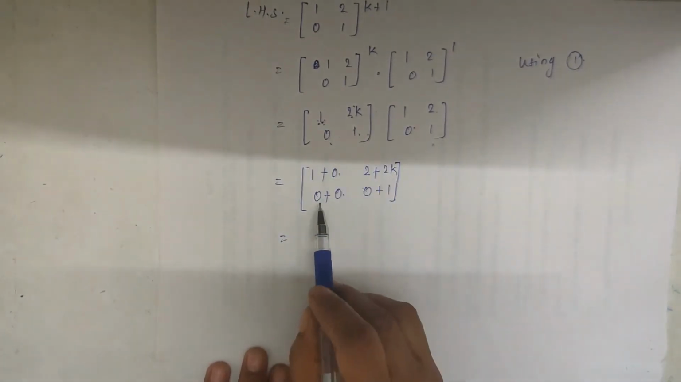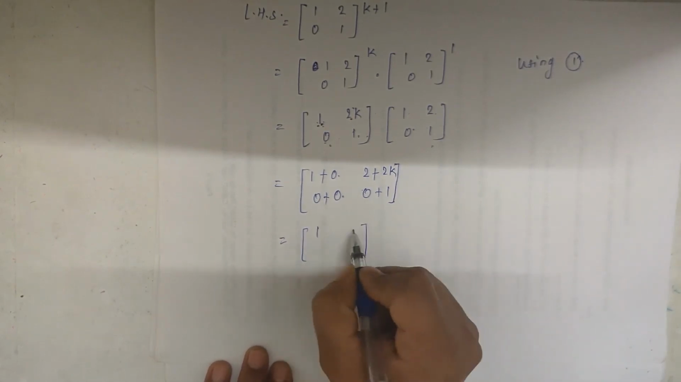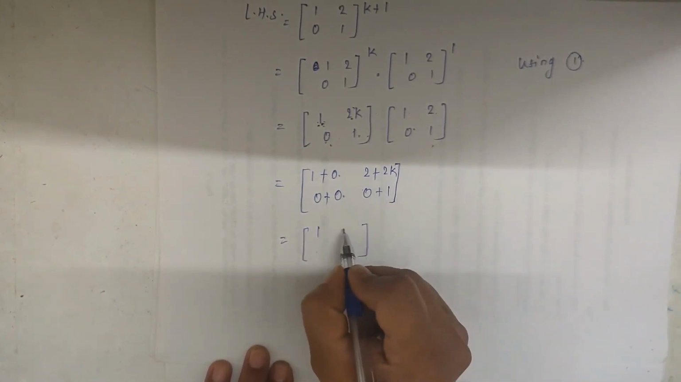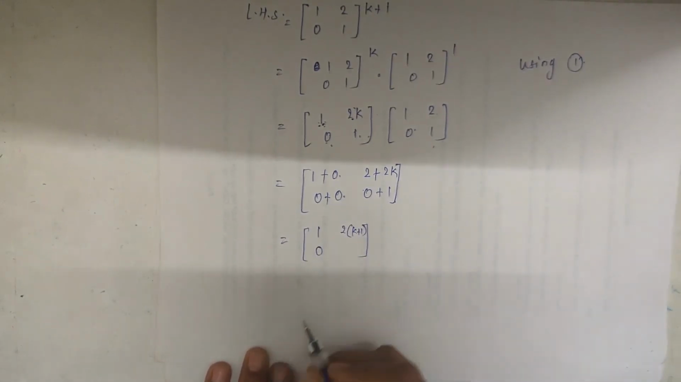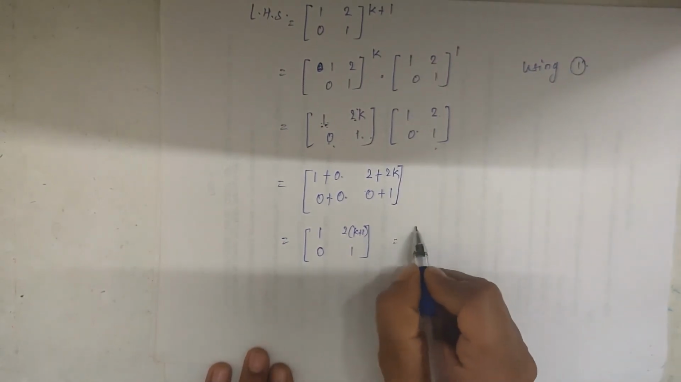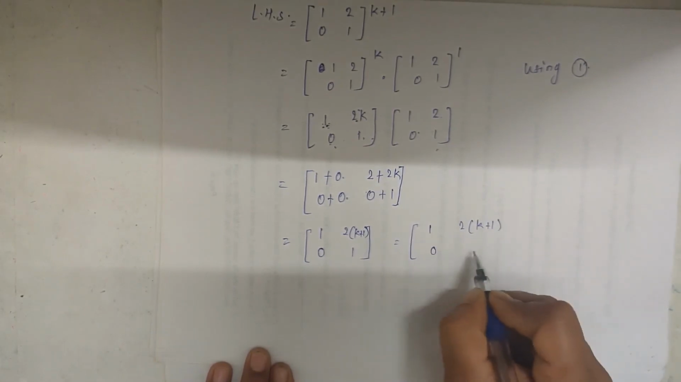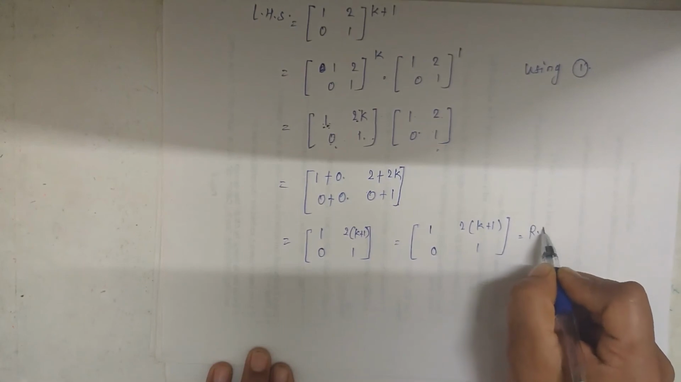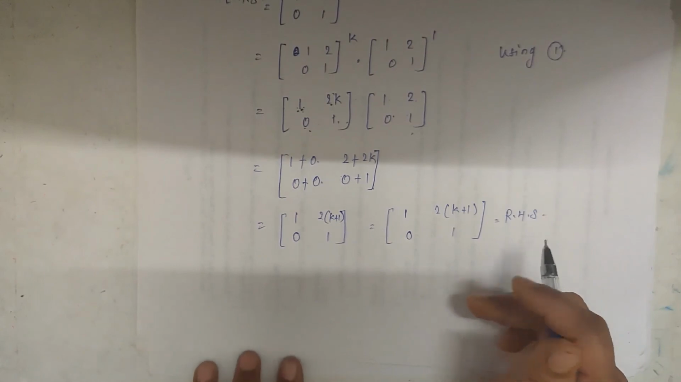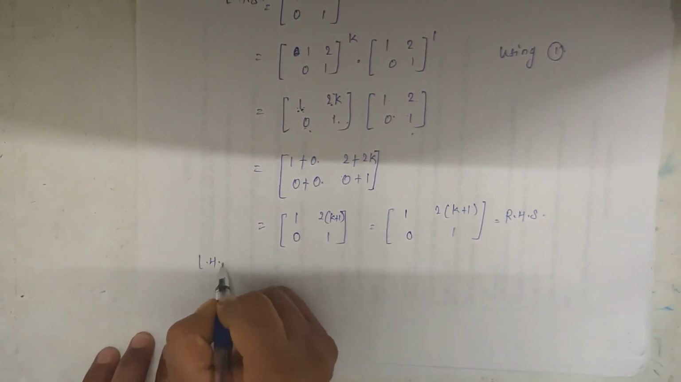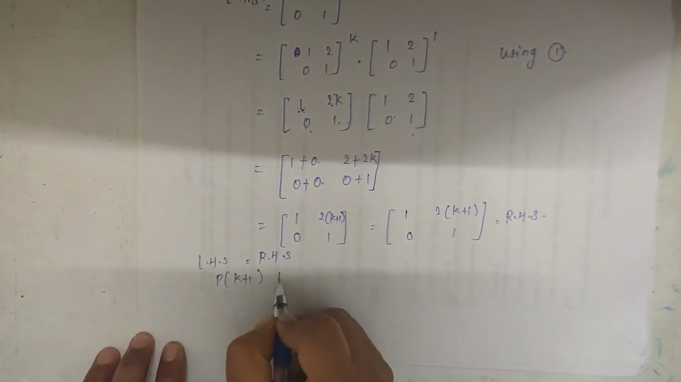Out of these two matrices we get the matrix of elements 1, 2 plus 2k. Taking 2 as common, we get 2 into k plus 1. Third element is 0 and fourth element is 1. So here the elements are 1, 2 into k plus 1, 0 and 1, and this is the RHS of the statement P of k plus 1. So here we can say that LHS is equal to RHS and P of k plus 1 is true.